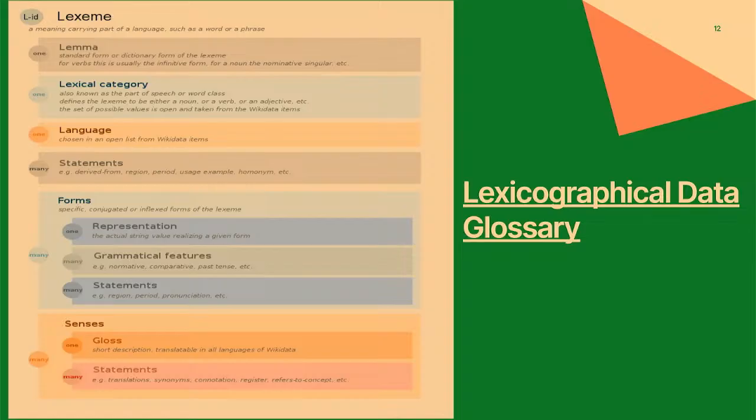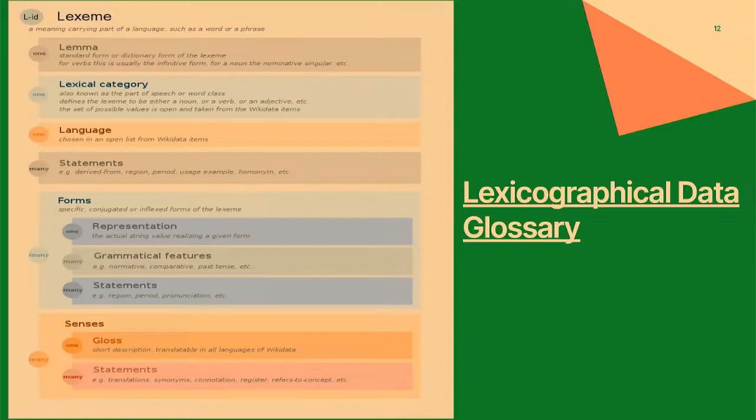Moving forward, we have what we call forms. So what are the forms? Specific conjugated or inflected forms of the lexeme. Then under the forms, we have what we call representation: the actual string value realizing a given form. And under the forms again, we have grammatical features, e.g., nominative, comparative, past tense, etc. That is the grammatical feature.